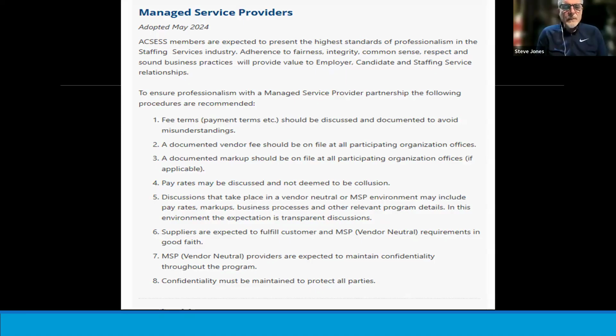So number one, fee terms, payment terms, etc., should be discussed and documented to avoid misunderstanding. So we don't want to have the customer thinking one thing's happening, the managed service supplier thinks something else, and you're a sub-supplier and you think something else. We want to have that all in writing. A documented vendor fee should be on file at all participating organizations.